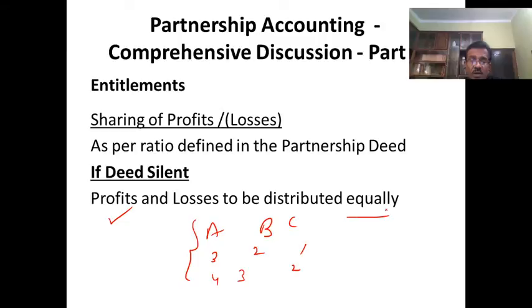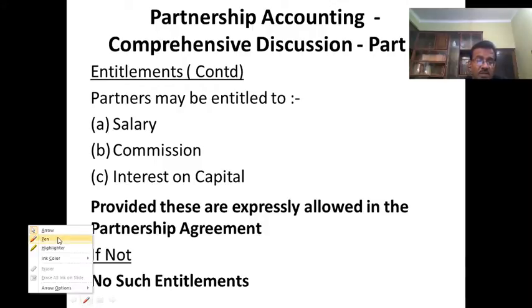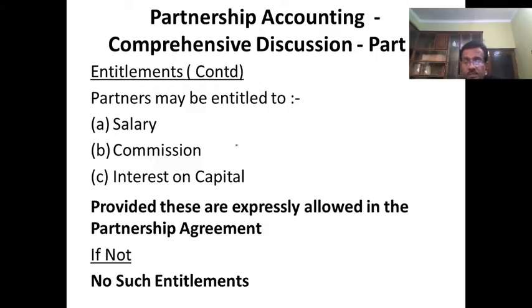Not only for this sharing of profit and loss, for all types of emoluments, we will have to do it in this fashion. There can be other emoluments also. Salary can be there, or commission can be there, interest can be there, provided these are expressly allowed in the partnership agreement. If not, there are no such entitlements, because the Partnership Act does not provide any such things. The Partnership Act does not provide for any emoluments of the partners.